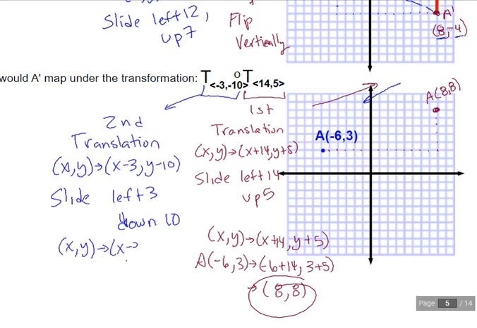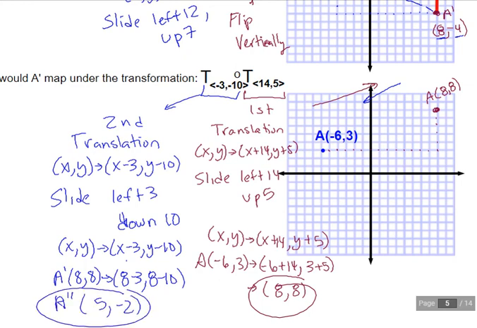If we take the current A prime point, which is 8, 8, and feed it into our rule, 8 minus 3 and then 8 minus 10, I know that A double prime has to be at 5, -2. Kind of right in the middle like I was saying before. Or we can just count it out. We have to go left 3, so 1, 2, 3, and then down 10. 1, 2, 3, 4, 5, 6, 7, 8, 9, 10. And so our A double prime point shall be here.